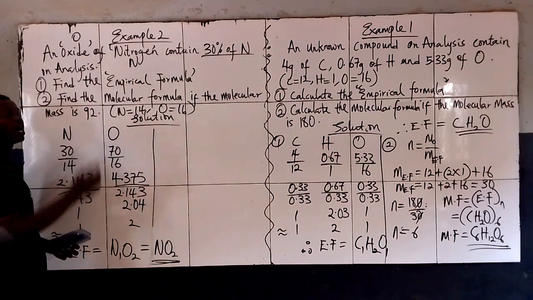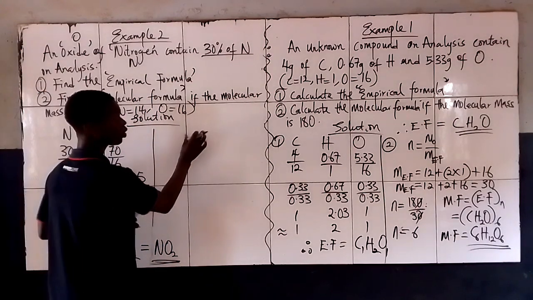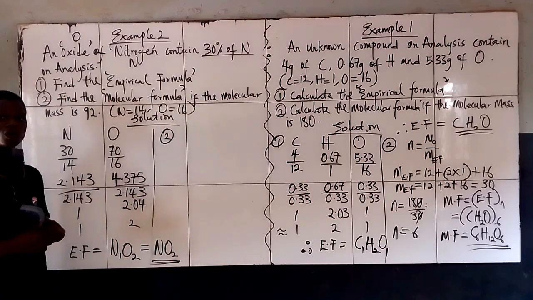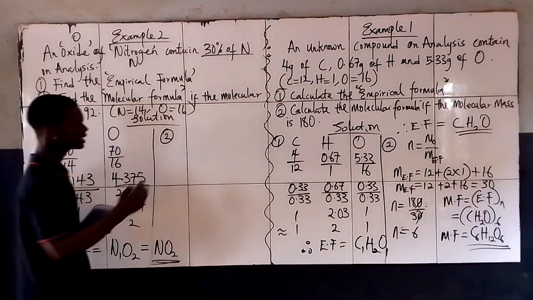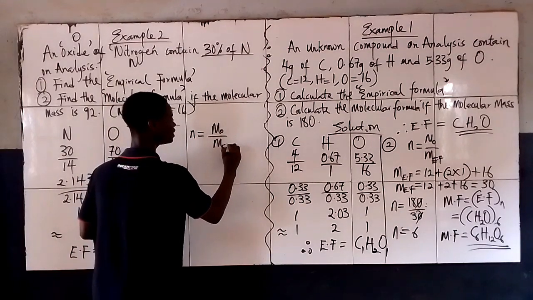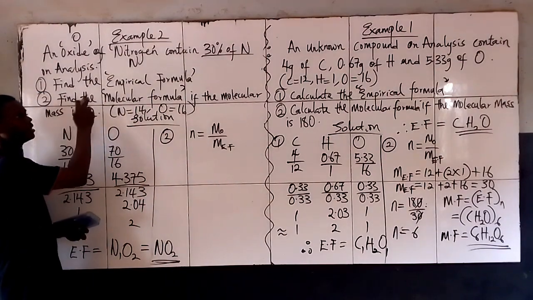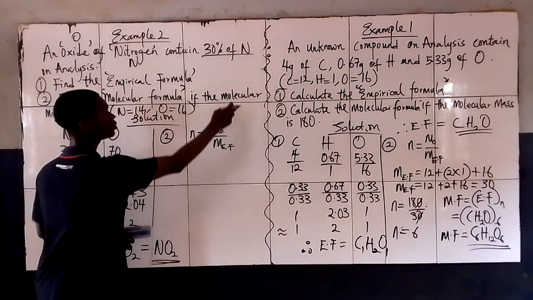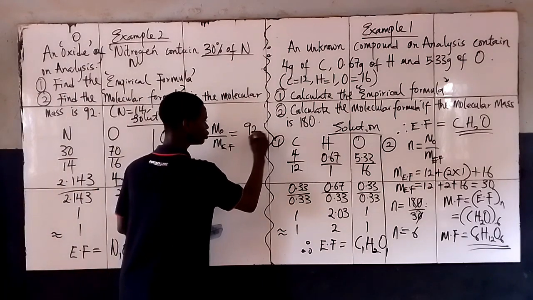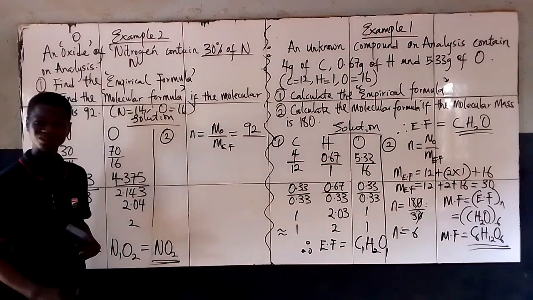Now let's go to question 2 and see how we can find the molecular formula. I'll be solving it on this part of the board. And mind you, to solve for the molecular formula MF, we need to know N, the number of atoms. So let's get that first. N is equal to M_O over M subscript E.F. So what is our molar mass from this question? They said find the molecular formula if the molecular mass is 92. So M_O is 92.